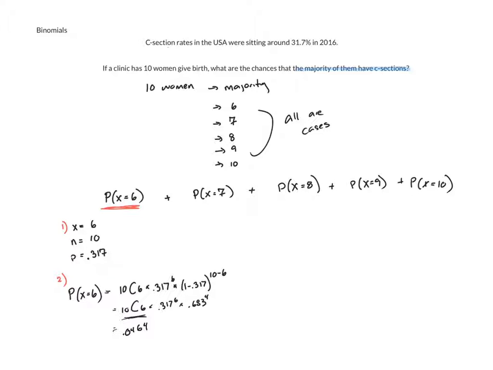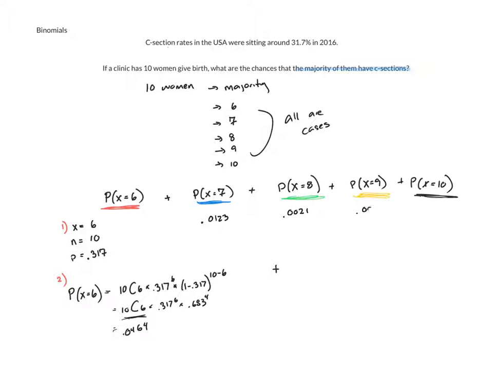a C-section. Now we'd go ahead and we'd repeat that process for this one here. We'd repeat it again for this one here, repeat it for this one here, and then finally for this one here. Each time, notice we're going to change what X is, but N and P won't change. After we get all 5 of these, the next thing we'll do is add them together. I do want to point out that as you go across these probabilities, the numbers are going to get smaller and smaller and smaller. So for this one, we're probably going to get something right around 0.0123. For this one, 0.0021.